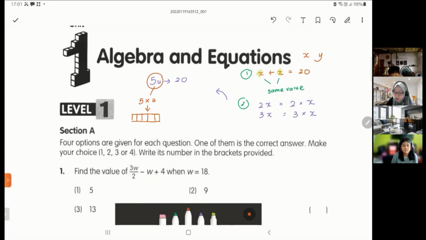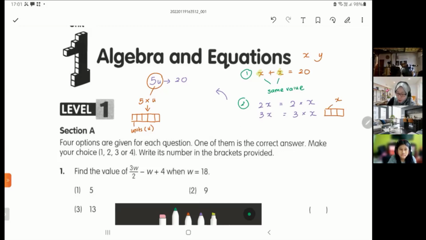The same here. If I say 3x, it is 3 of the x's. So if I want to draw my model for this one, it's also 3 boxes. It's just that I represent each box as x. This one, I represent each box as u, which is a short form of units. Understand? We've been doing algebra all this while. You just did not know that was algebra. So do not be so overwhelmed or scared of algebra. Algebra is actually the same as units, just that I play around with different alphabets.